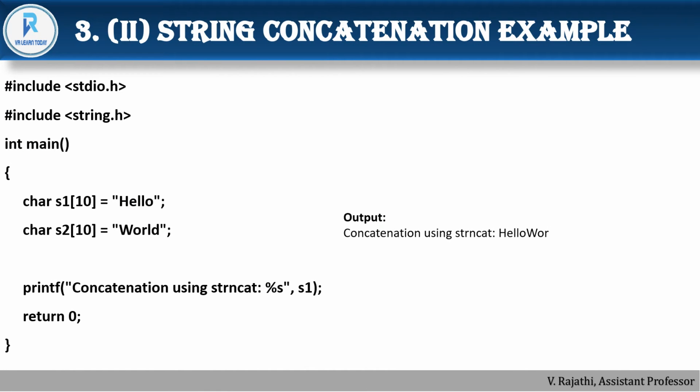So this is the example, as usual with the header file and the declaration of both strings. And here I am using strncat s1 comma s2 comma 3. The first string it will take as it is, the full string, and from the second string it will take only 3 letters. See the result: "Hello" is the first string, and the second string is "word". So it should take the first three letters, so "WOR".